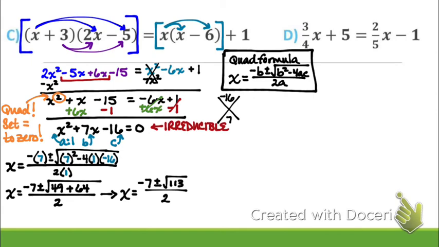Does 113 contain any perfect squares as factors? I don't know. Isn't it prime because 13 is prime? 13 is prime. That doesn't necessarily mean, just like how 5 is prime, but that doesn't mean that a number that ends in 5 is prime.